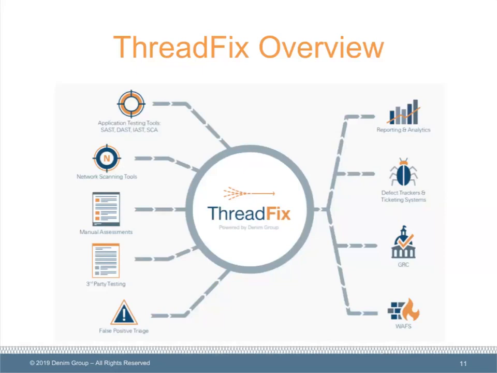With ThreadFix 3.0, we also support the import from the network scanning tools, so the Nessus, Qualys, and Nexpose Insight VM types of tools, as well as the manual testing that you might be doing, third-party testing, and it allows for all of the false positive triage. And that gets pulled into ThreadFix, the data gets normalized and deduped to provide this single consistent view of all these different testing activities. And then that allows you to communicate on the other side out to reporting systems for various stakeholders across the organization. It allows you to integrate with defect tracking and ticketing systems and communicate out to other stakeholders such as the GRC folks in your organization.